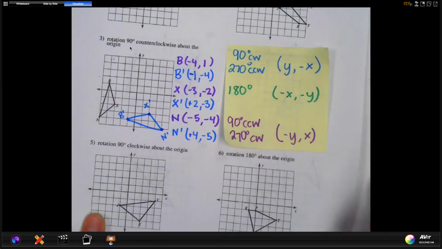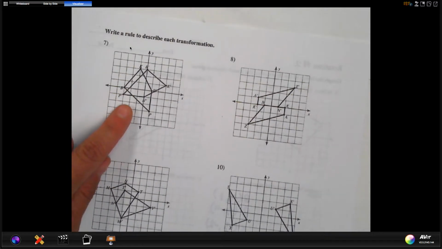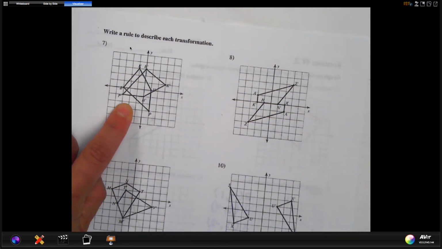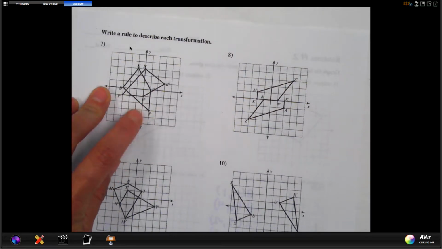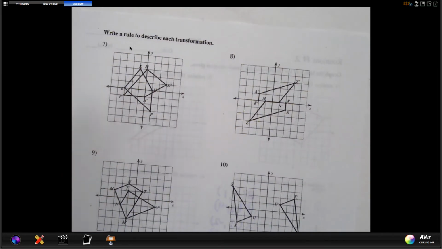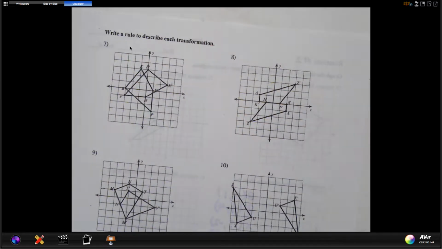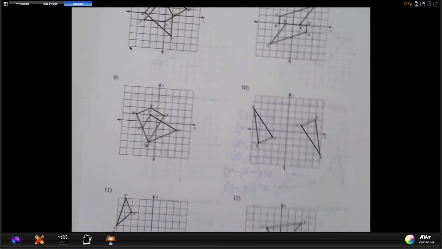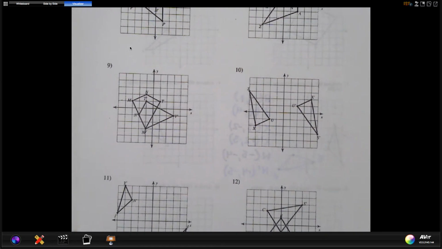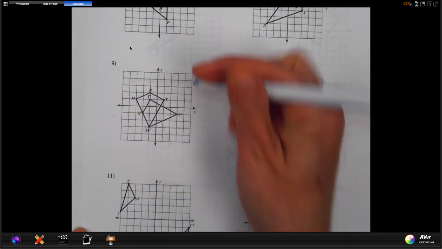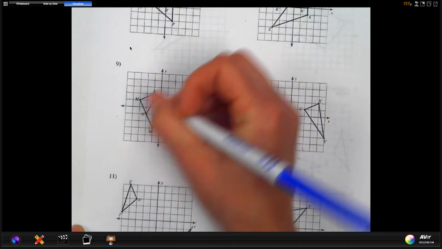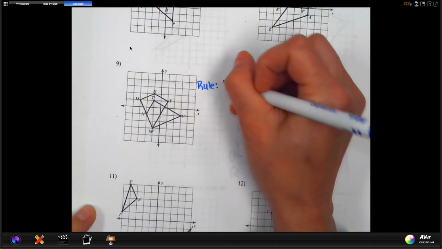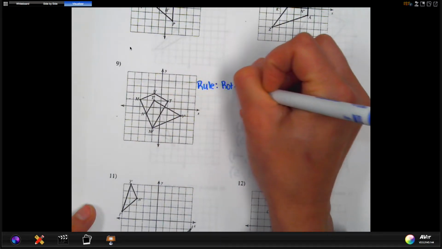The back side now, let's turn around. So number 7 I did in the previous video in the notes, so you can look at that as number 7. It's in our notes. Let's try doing another one that's a little challenging. Let's look at number 9. Okay, so in this case we're going to write the rule. So already we can see that it's turned, okay? So we know that our first word in the rule is rotation.